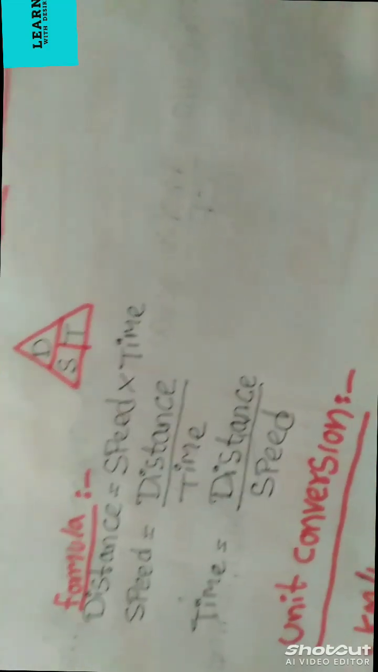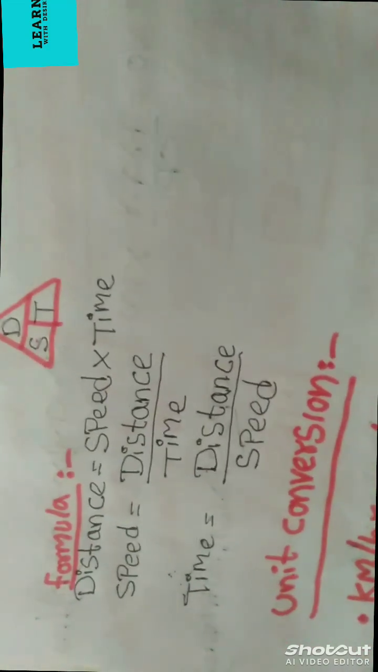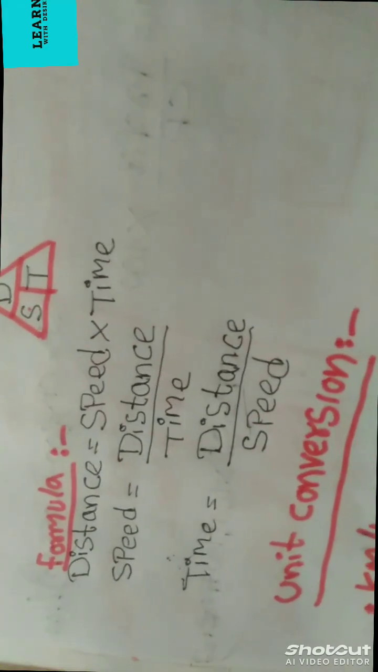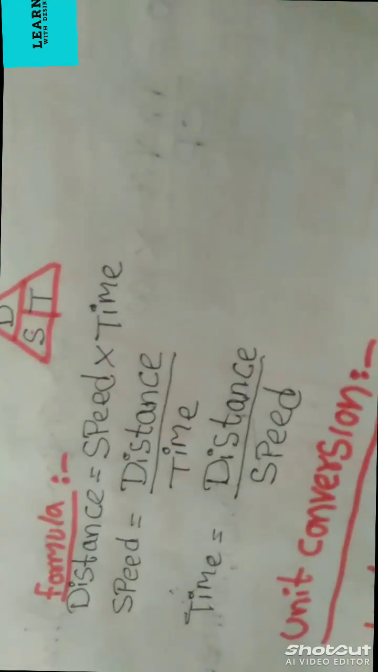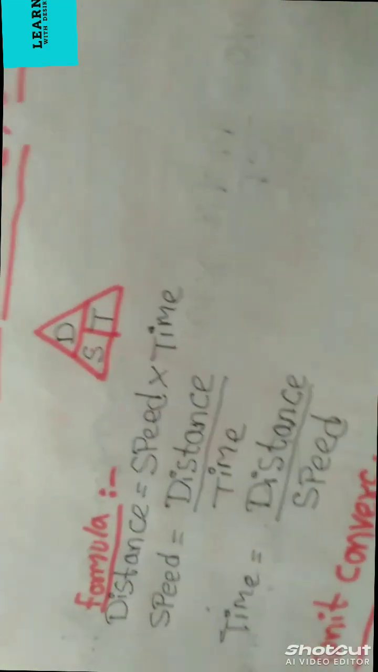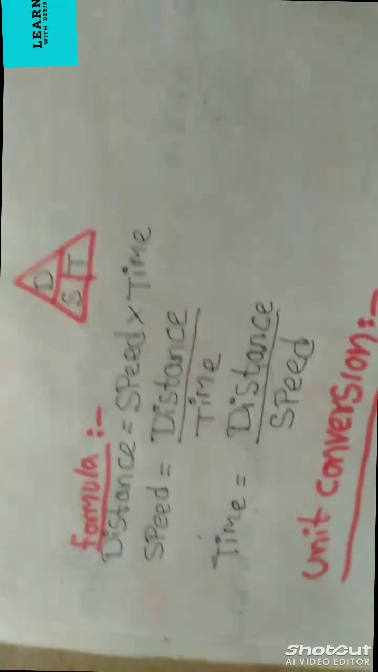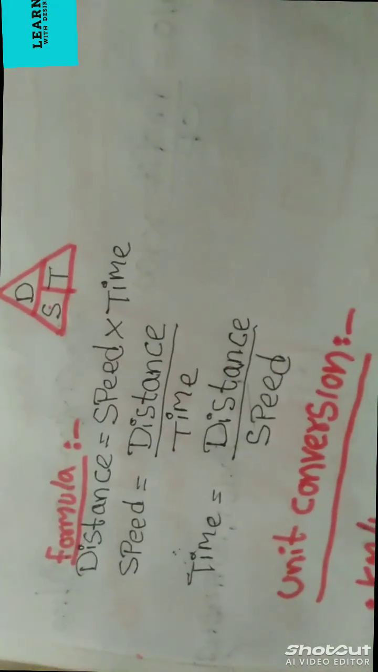Here the three elements are placed in a triangle. The distance is placed on the top of the triangle, and speed and time are placed in the same row. You can see the formulas also. It is like that only.